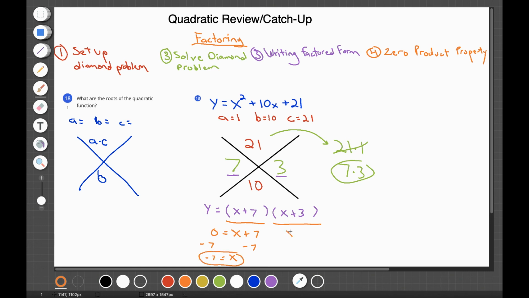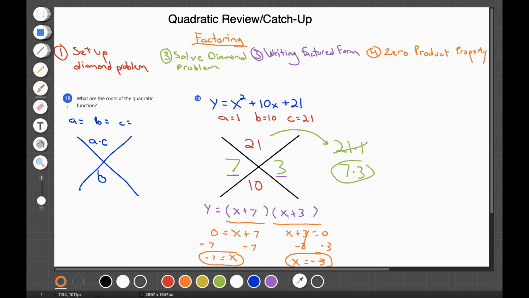Then we'll do the same thing here. X plus 3 equals 0. You want to get rid of that plus 3. Well, if we subtract 3, that will get rid of that. Just cancel out. We get x equals negative 3. Oops, negative 3. And there you go. Those are all of the steps to get from your standard form all the way down to finding your zeros.